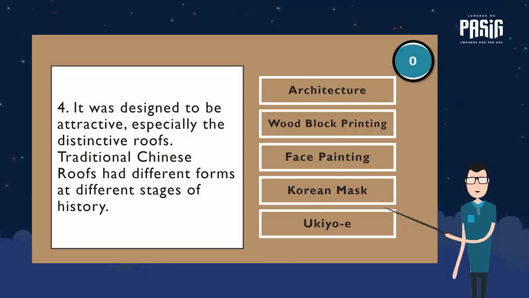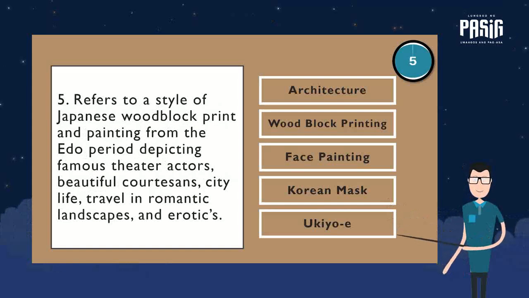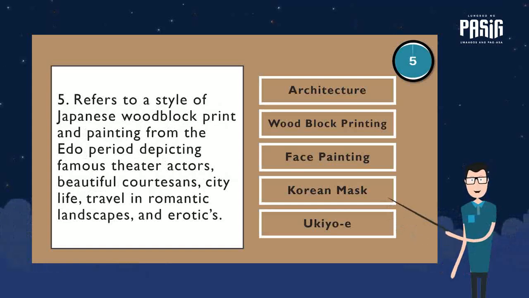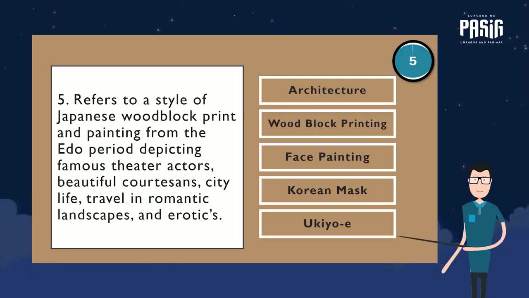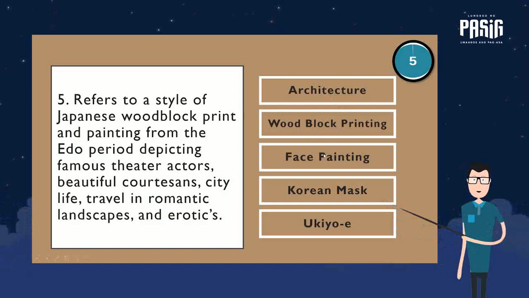Time is up. Let's have our last item, number 5. Refers to a style of Japanese woodblock print and painting from the Edo period depicting famous theater actors, beautiful courtesans, city life, travel to romantic landscapes, and erotics. Is it architecture, woodblock printing, face painting, Korean mask, or ukiyo-e? You have 5 seconds.